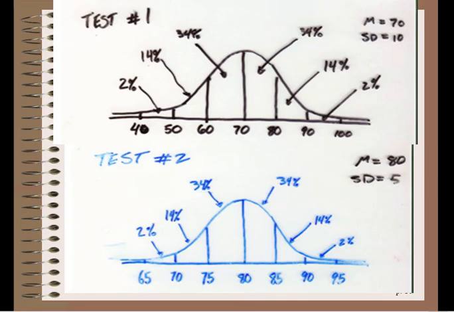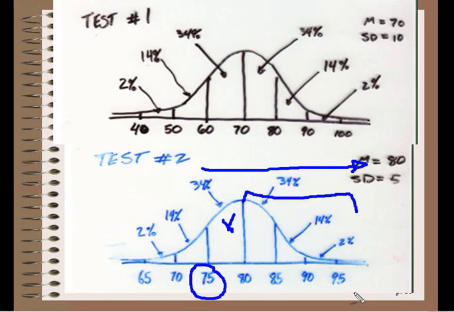Let me do one last one with you here. Let's say, what if somebody scores 75 on this second test? Well, if I want to figure out the percent of scores that are above that, I would take this area, which is 34%. Then I have to take all of these scores, and I know that is equal to 50%. So I take 50% plus this 34%, and I get 84%. So anyway, I'm just showing you how the z-scores work and how they connect to these percents.